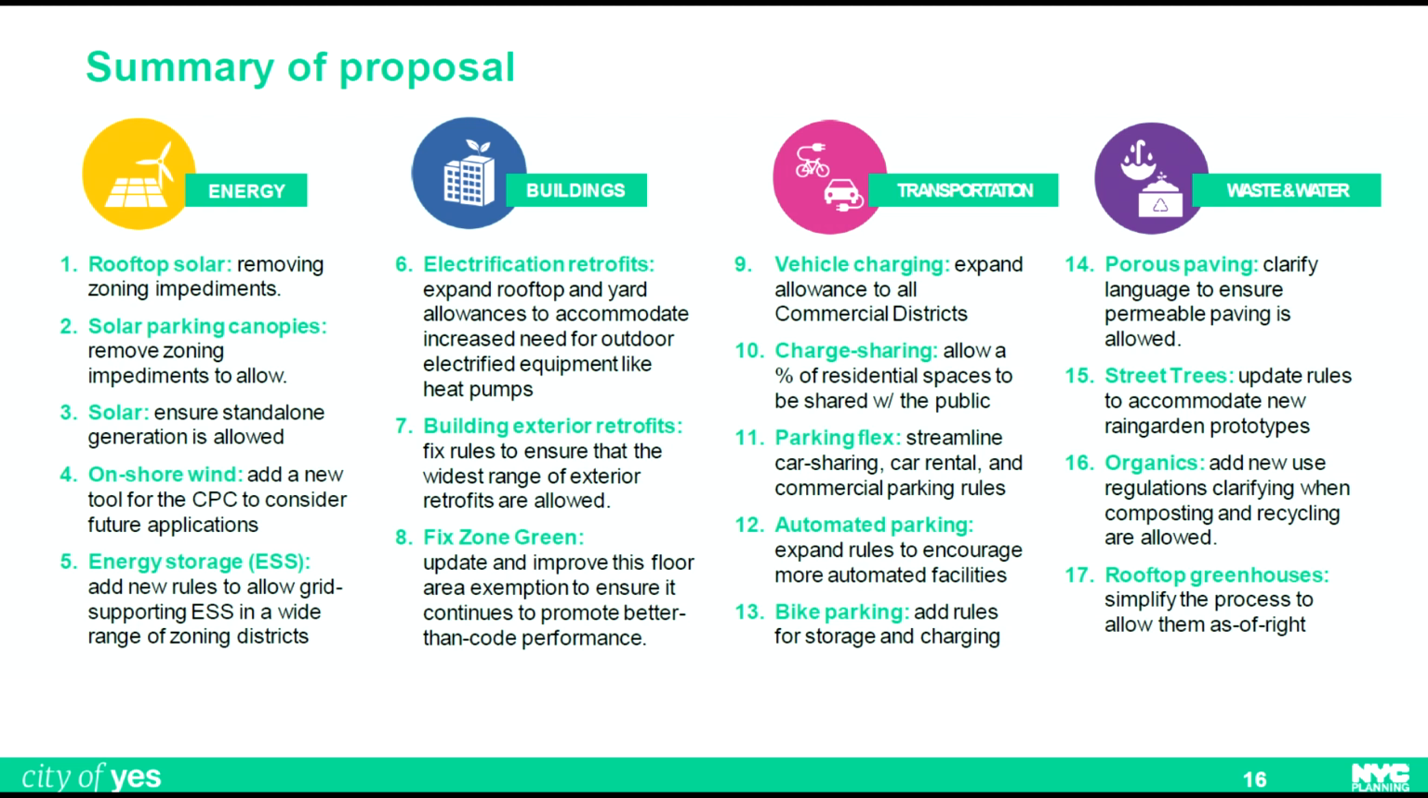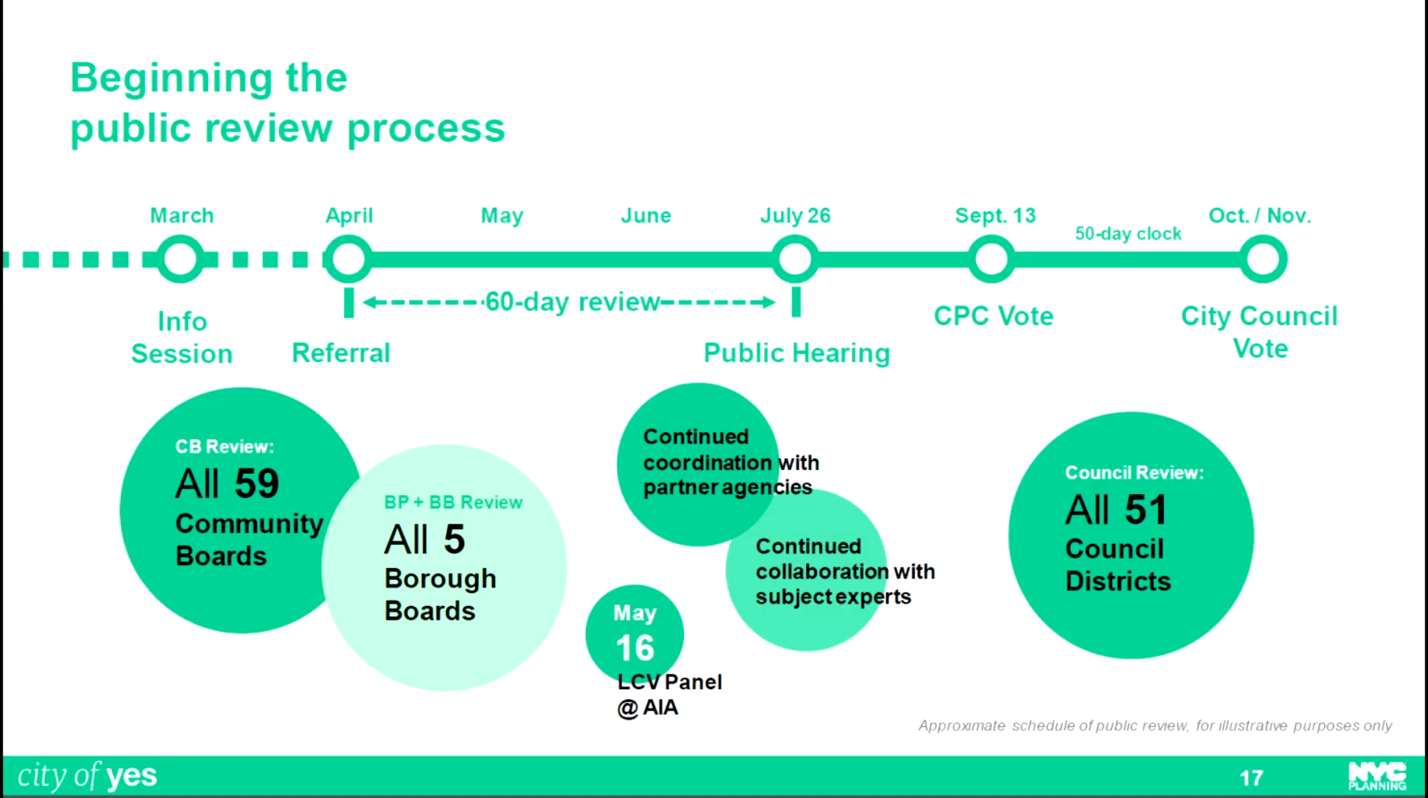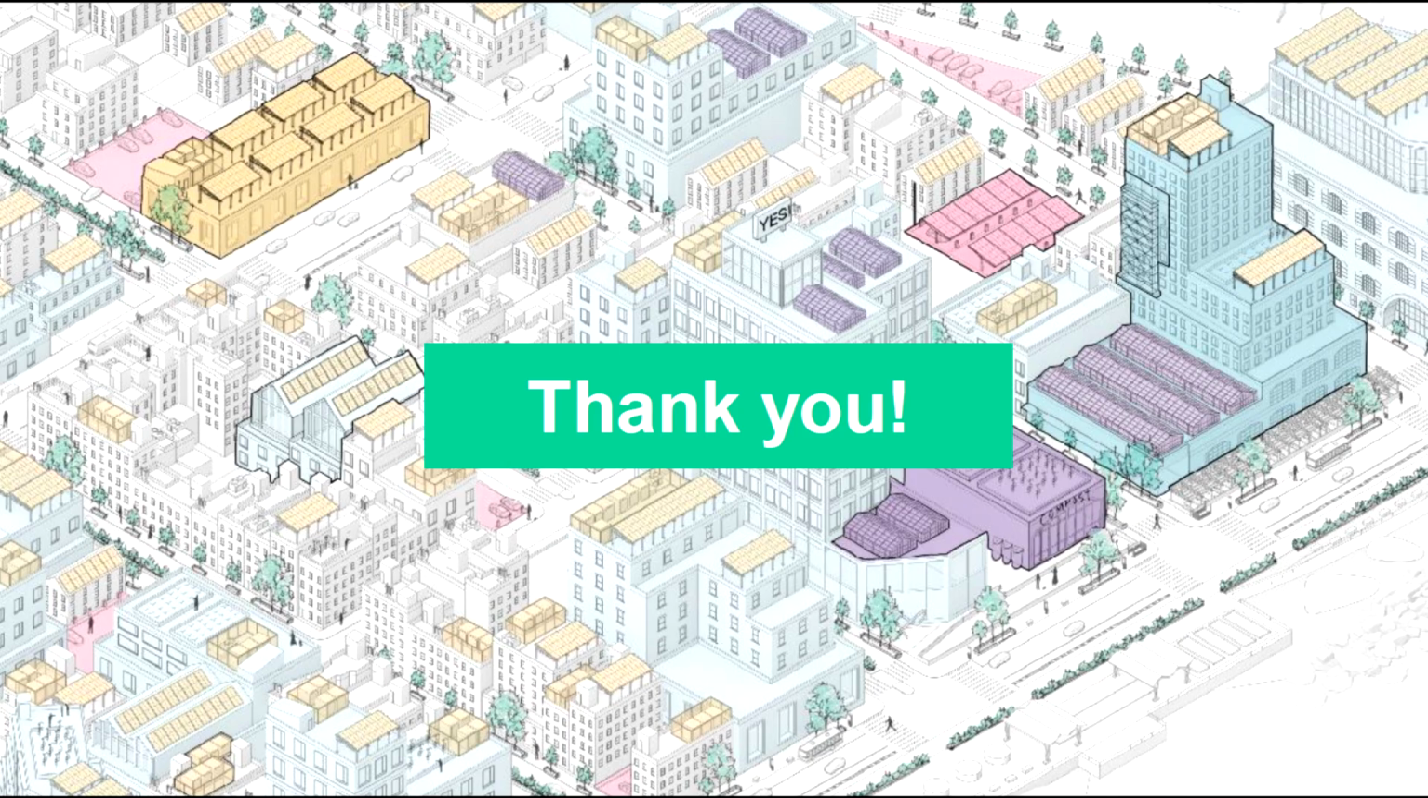That concludes our overview of the 17 specific zoning changes we've identified to help support the larger goal of decarbonizing our city. And as a citywide zoning text amendment, all 59 community boards concurrently reviewed this proposal with their borough boards and borough presidents. That's happening now. On July 26th, in 2 weeks, the City Planning Commission will hold a public hearing on the proposed changes, and feedback can be submitted to the CPC up until their vote in mid-September, where the commission will vote on approving or modifying the proposal and will pass it on to the City Council.